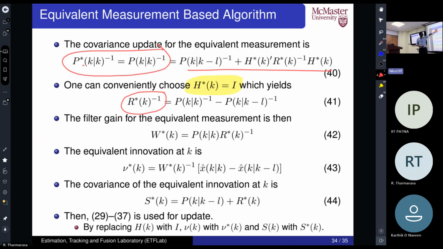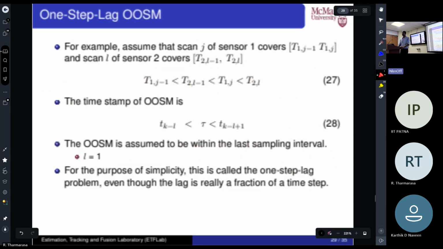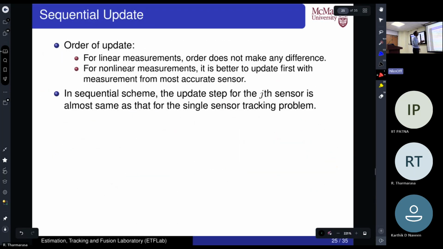Sometimes you can use this equivalence idea somewhere else as well, not only in the out-of-sequence measurement. As long as you understand this concept, you can put all these measurements together into one. That can be used. I think even in tracklet fusion, sometimes we can use it. We'll talk about tracklets later, but this is the idea of the fusion model. Okay, so that's all about multi-sequential update, parallel update, and out-of-sequence measurement.